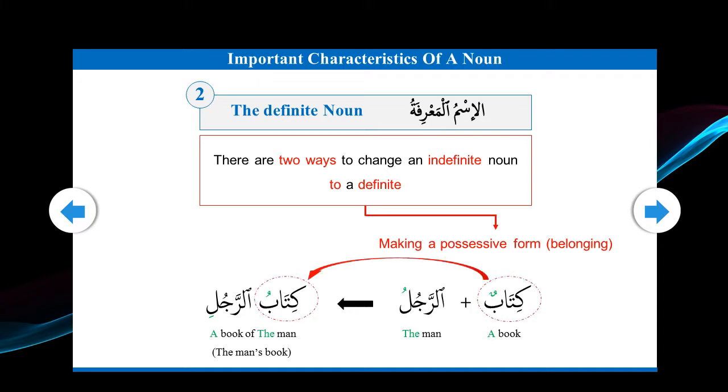When two nouns come together in the possessive form, one vowel is dropped from the first noun. The second definite noun will have kasra. In the possessive form, always the possessor comes after the thing possessed.